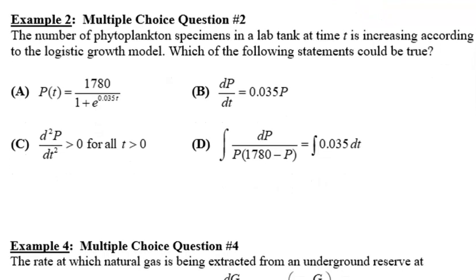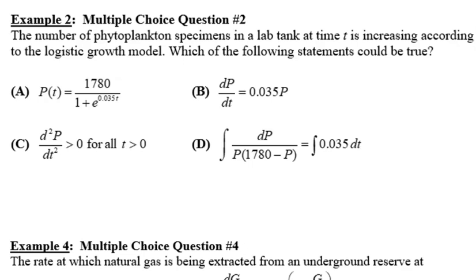All right, for the next one, and at any time, definitely pause these and try them yourself and then see if you get the same thing. Here it says the number of phytoplankton specimens is increasing according to the logistic growth model. Which of these statements could be true? We want to see which one of these will represent being modeled by logistic growth.